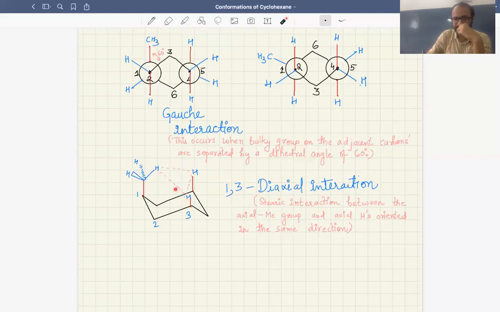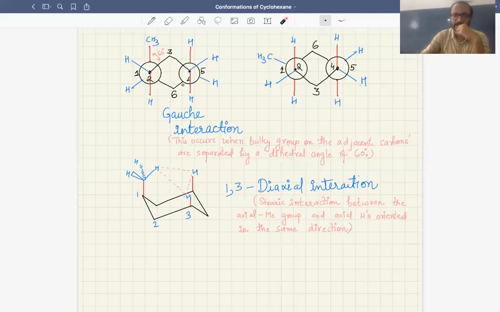There is a kind of steric interaction that is possible between the bulky methyl group and the axial hydrogens. This also destabilizes the conformation in which the methyl group is present in the axial position. So this particular interaction is called the 1,3 diaxial interaction. It is a steric interaction between the axial methyl group and the axial hydrogens oriented in the same direction as the axial methyl group. So when there is a steric interaction possible in such a situation, that leads to another destabilizing reason, and that is called the 1,3 diaxial interaction.